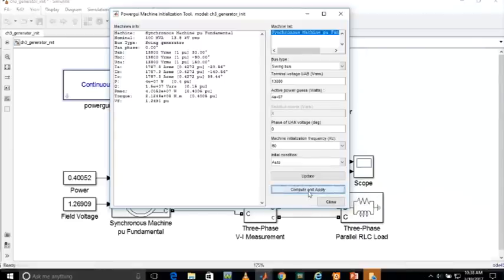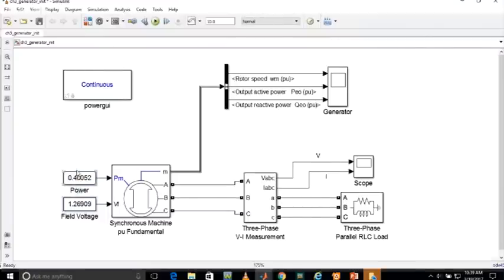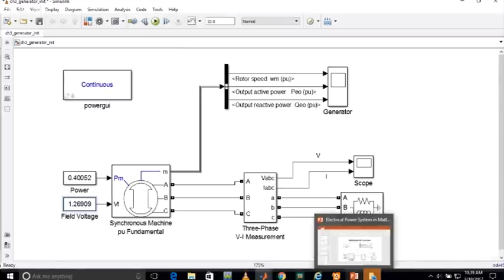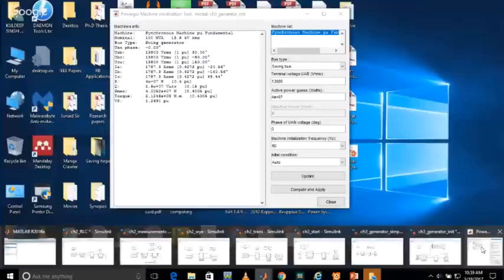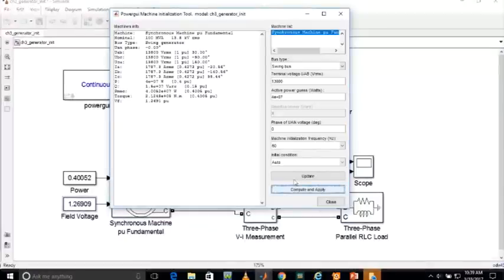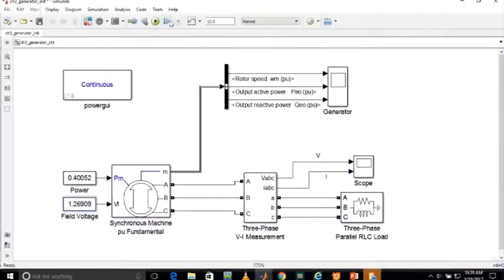The moment you compute and apply, the constant parameters change. First they were 1 and 1. Now they come out to be 0.40052 and 1.26909 as per the load requirement. Our input setting of the synchronous generator is also changing. So what will machine initialization do? It will provide the initial values to our synchronous generator. Yes, in the excited state. And then you update it. The moment you update it, run it now.